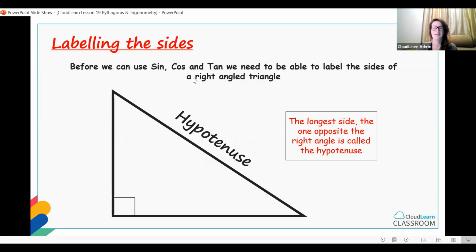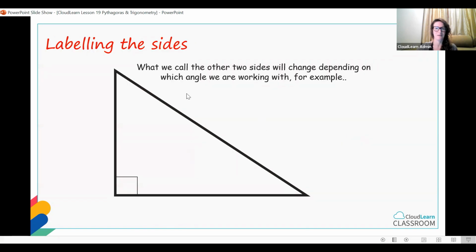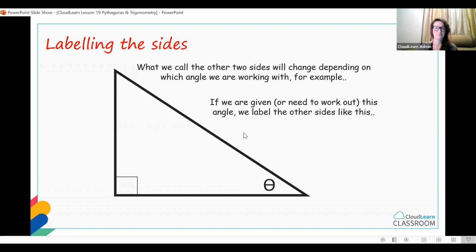Before we use them, we need to be able to label the sides of a right-angled triangle, okay? So labeling the sides of a triangle, we have always got the longest side is the hypotenuse. The hint there is to look for the right angle and then label the opposite side of the right angle. So it's the longest side, H or hypotenuse. Labeling your sides is a really important part of trigonometry because you need to recognize where your hypotenuse is.